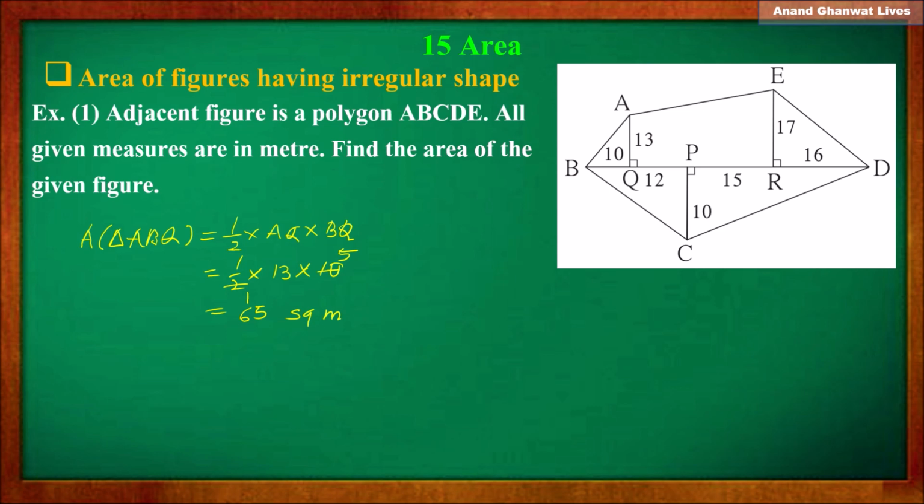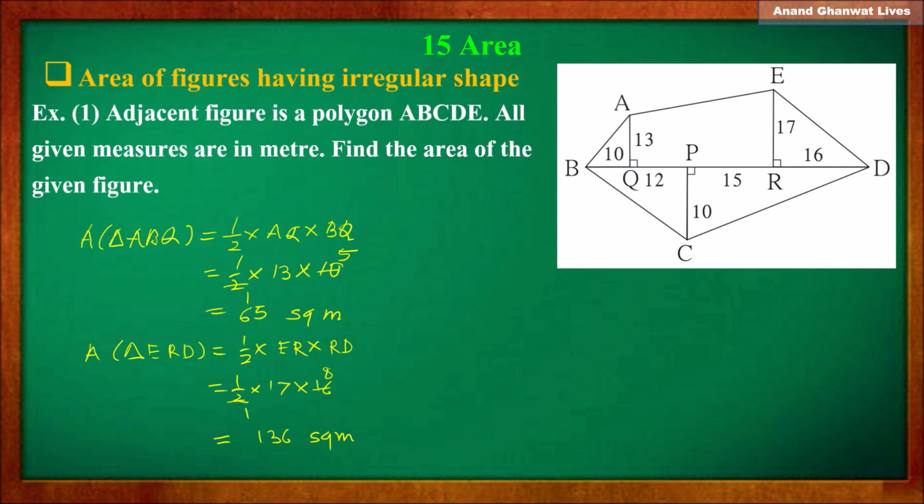Now let us find the area of triangle ERD. It is also a right angle triangle. So 1/2 into the sides making the right angle, that is ER and RD. So it is equal to 1/2 into ER, that is 17, and RD, that is 16. So 2 1s are 2 and 2 8s are 16, 17 into 8, 136 square meter.